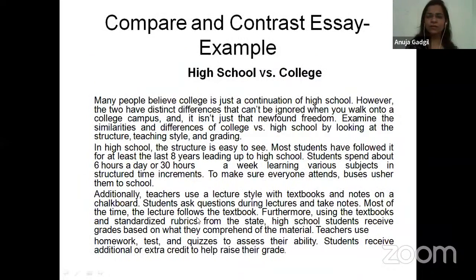Now, what we have done, my dear friends, we have compared high school life and college life. I'm sure you can resonate with this and you can connect with the fact. Now, you are writing an essay on comparing and contrasting. What are you comparing? High school life and college life. You're putting forth similarities and you're pointing out differences. How will you do it?